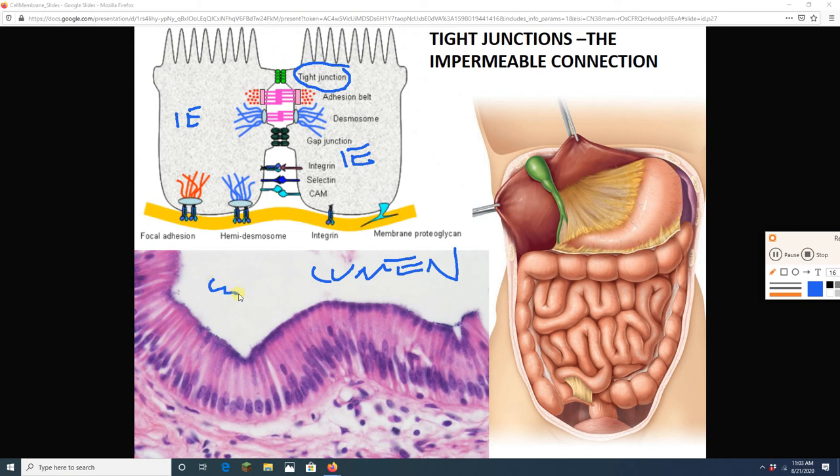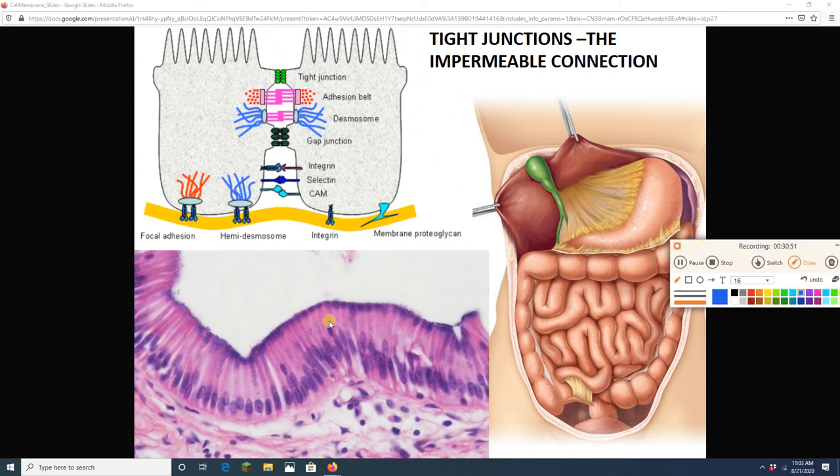Let's say there was a giant bacterium right there. That's too big. Let's get rid of him. There's a bacterium. There it is. That little dot right there is a bacterium. Do we want the bacterium to be able to sneak through between the cells and get into the vascular connective tissue underneath? No, we don't.